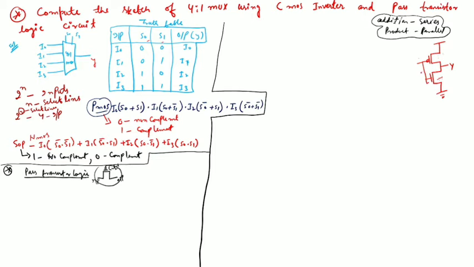When we apply the 1 at the input, then it gives the output 0, and when we give the 0 logic in the input, then the output will be 1. So this behaves like an inverter or NOT gate.